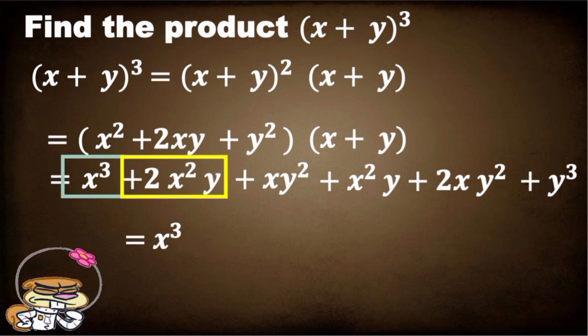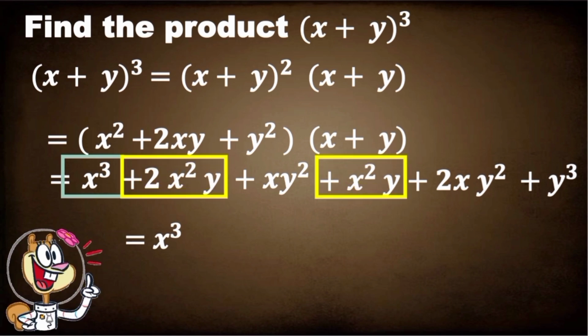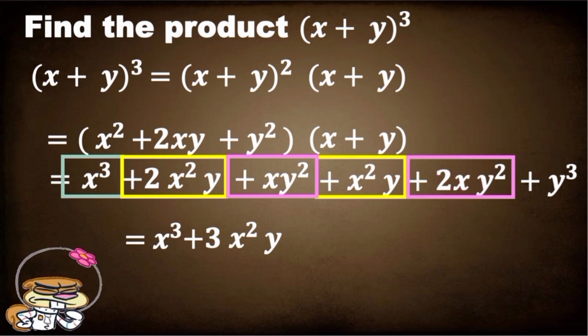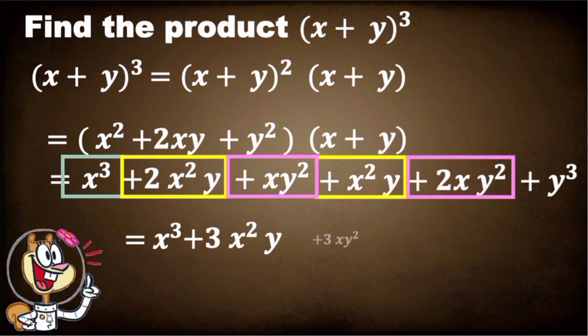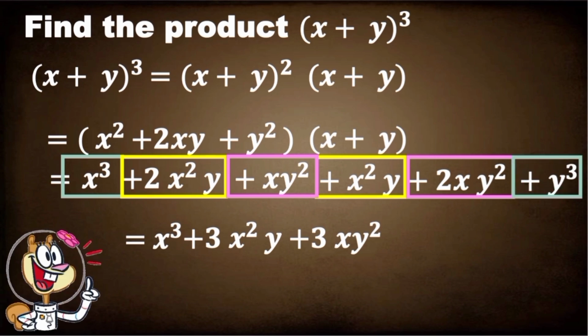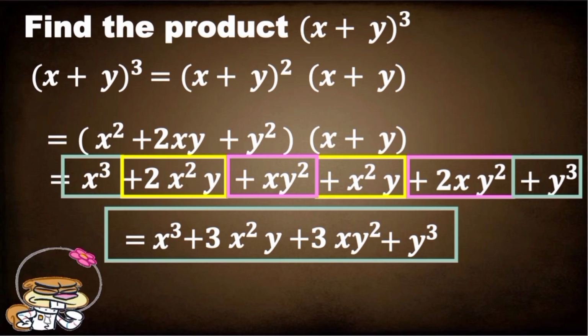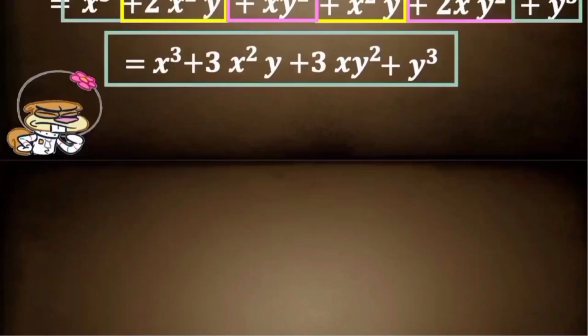We can combine 2x squared y plus x squared y. That is 3x squared y. Now let's add xy squared plus 2xy squared. That is 3xy squared. And lastly, bring down y cubed. So our final answer is x cubed plus 3x squared y plus 3xy squared plus y cubed.